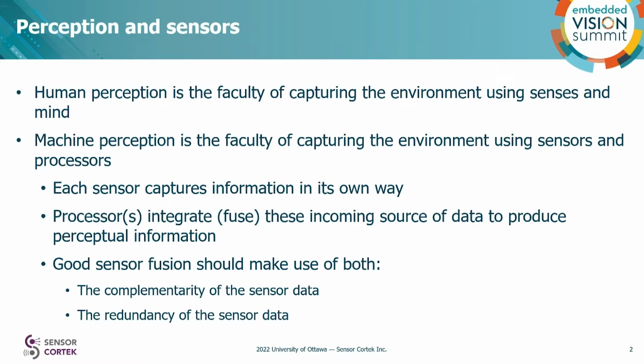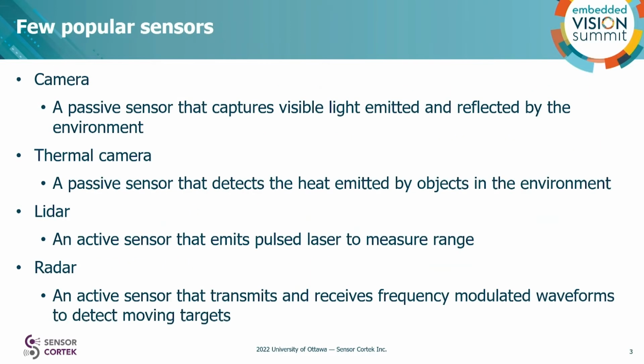So we will all agree that a good sensor fusion method should both exploit the complementarity of the data that is captured by the sensors, as well as the redundancy of the sensor data. This way you will obtain a reliable and robust perception system.